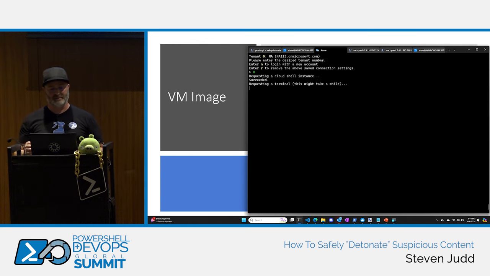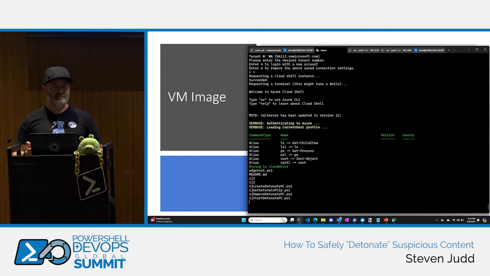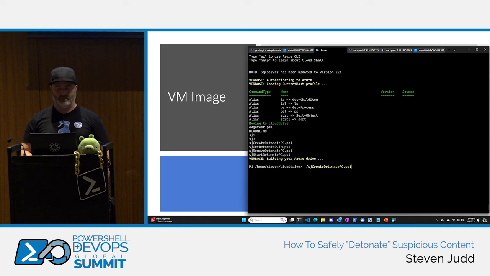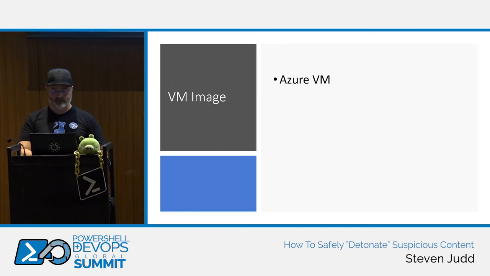So first I got to request a terminal. Now you see what I'm doing, I'm using Cloud Shell. Okay, that's how I'm doing this. I do this all in Cloud Shell. I'm using Azure. This will work in other clouds. I'm now stealing content from my slides, but I have to start this. SJC, so I'm gonna create my detonation PC. Okay, that's gonna start. I'm gonna go back to here.